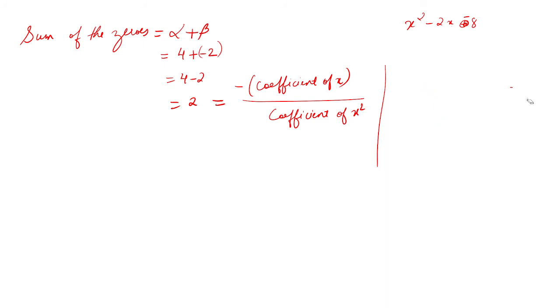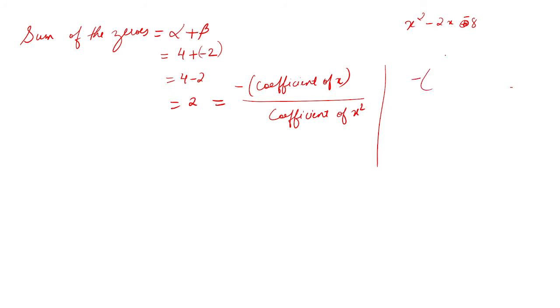Remember, alpha plus beta, when you substitute alpha is equal to 4 and beta is minus 2, you must get it equal to 2. This 2 must be equal to this formula, minus coefficient of x divided by coefficient of x squared. So we'll just try to verify it in a rough work.